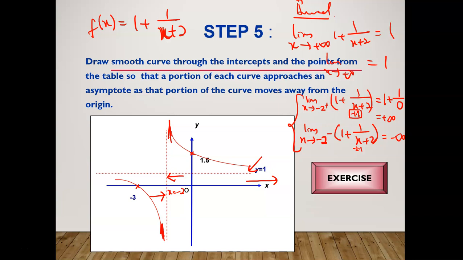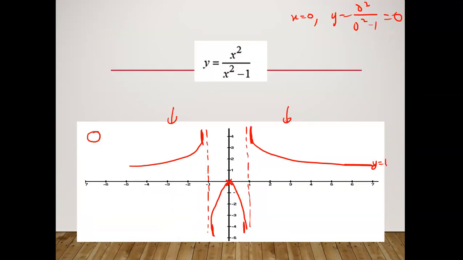Can understand, right? So this side and this side. So now we just connect the points of intersection and the ones that you found from the limits of the horizontal and vertical asymptotes. Okay, this one I already explained.